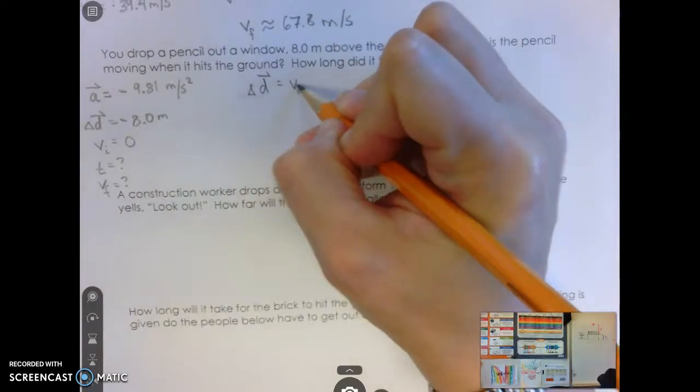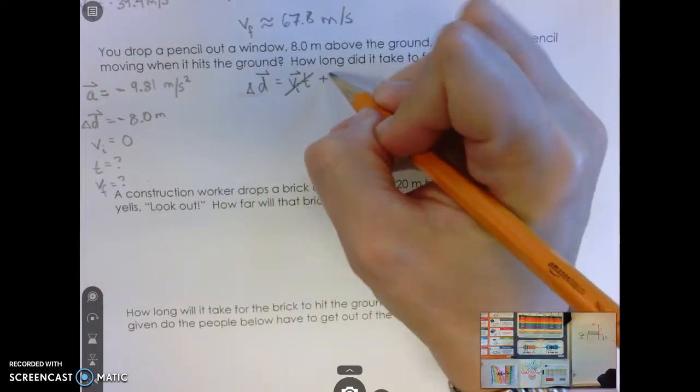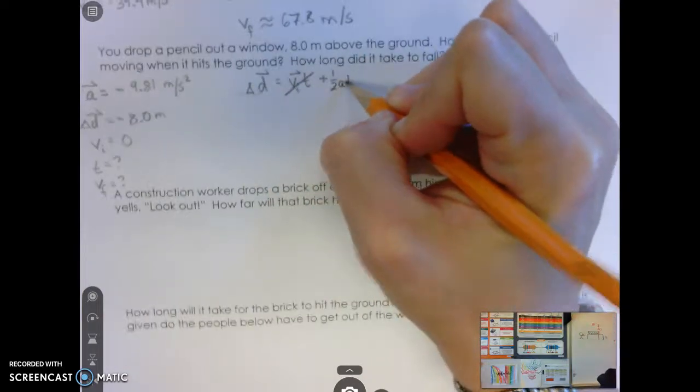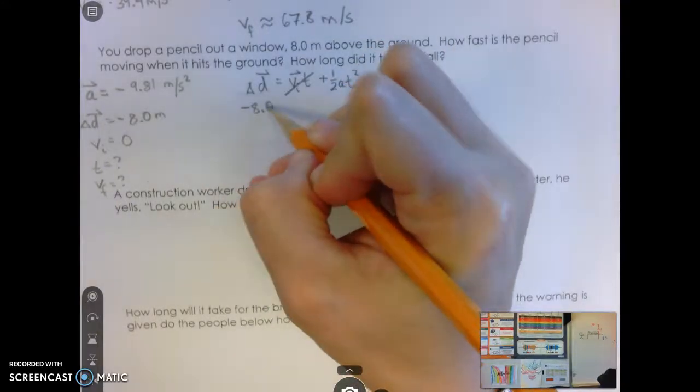We know VI, it's 0. Plug the numbers in. Meters for displacement. Don't forget you're falling down.